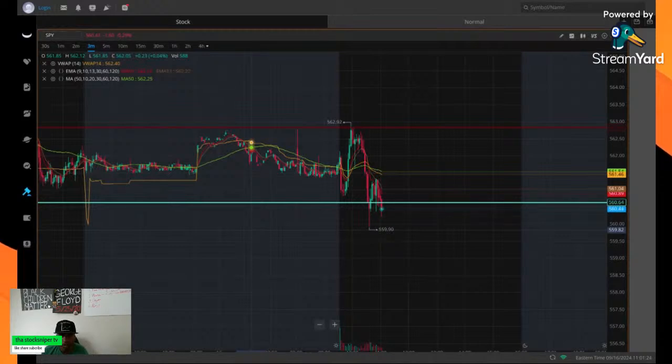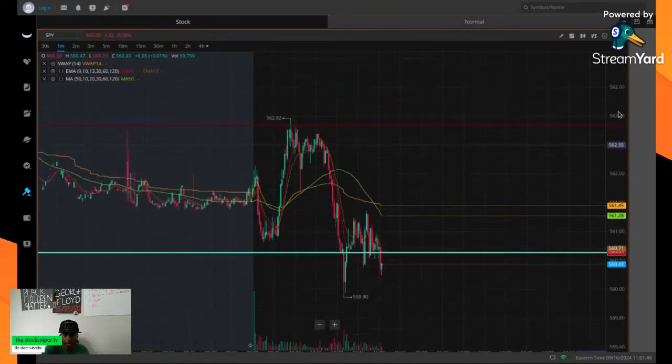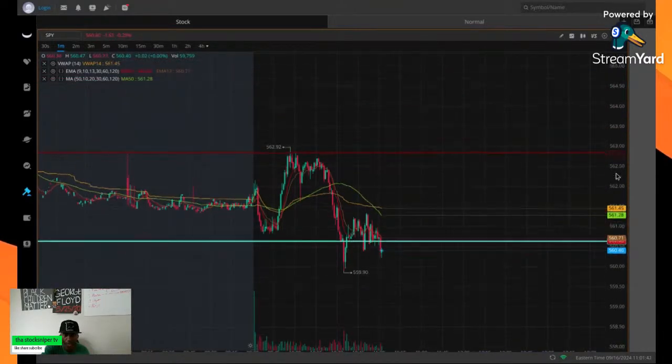We are in three. This is a 3-minute time frame. I like looking at the 3-minute time frame. It slows it down for me. The 1-minute time frame is a little bit faster. Let's look at the 1-minute time frame so you can get an idea. Look, this is 1 minute. Each candle is 1 minute on this.